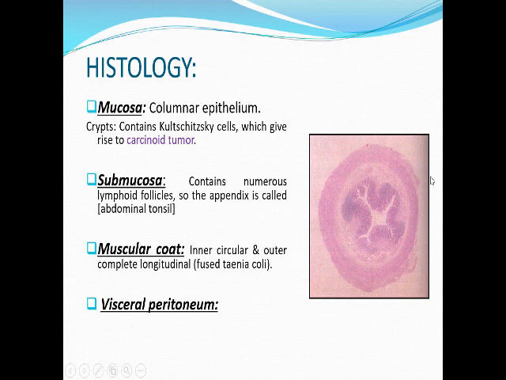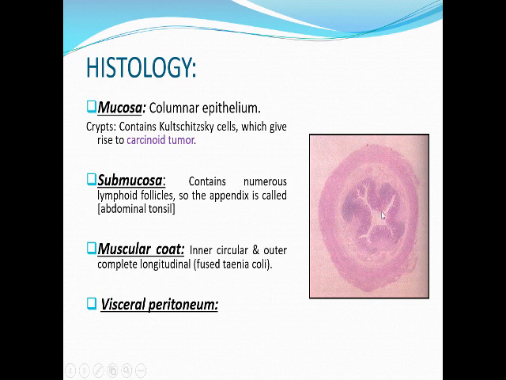The muscular coat, we have only one significant point here. You remember the outer longitudinal layer is complete. It's not like the colon having 3 tinea coli. The 3 tinea coli merge at the base of the appendix to form a complete outer longitudinal muscle layer, and we can follow the tinea coli to reach exactly the base of the appendix. And finally, the visceral peritoneum, which is the peritoneal covering. This is also very important in the clinical picture.